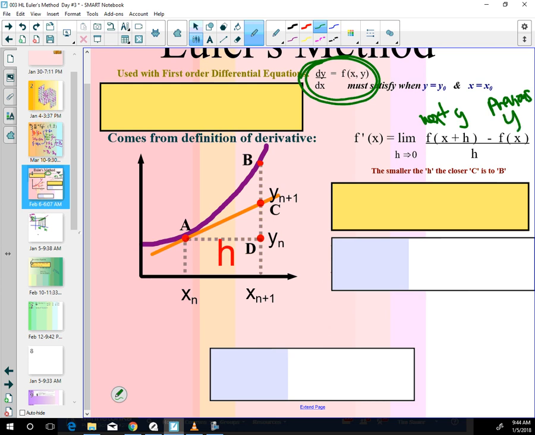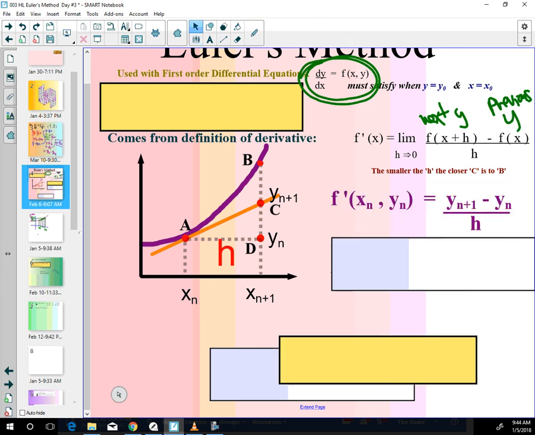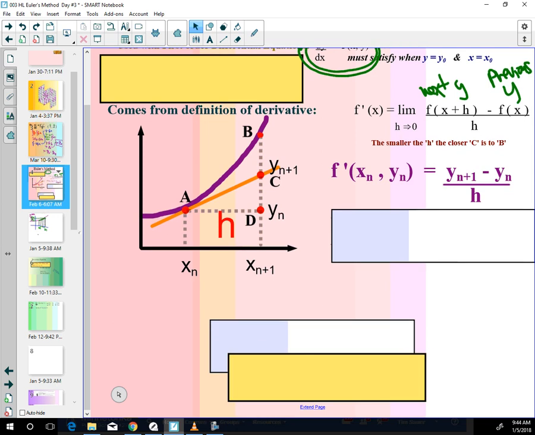and over h, and we're just going to designate them as terms, like y of n plus 1 is the next y term. Y of n is the previous y term. So this essentially is the next y minus the previous y over h. H is whatever you want it to be. And you'll do better if h is small, but it's more work for you, as we'll see.